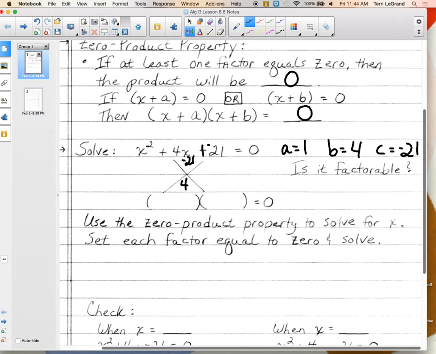Emerson, you got them? 3 and 7, and one of them is going to have to be negative, right? Which one? The 3's got to be negative. Yeah. Negative 3 times 7 is negative 21. Negative 3 plus 7 is 4. Now remember, when a is equal to 1, that means we go right to saying both factors start with x. One of them ends with minus 3, the other one with plus 7. When a is equal to 1, we get to do that. That's the one that is pretty quick and easy.